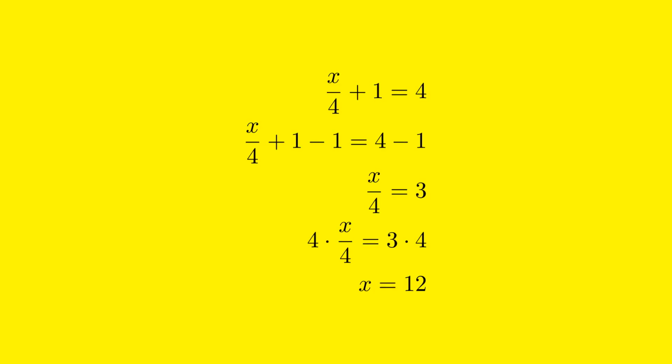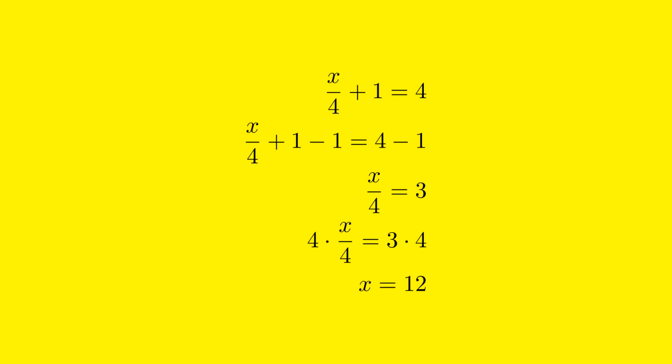Now to solve for x, we need to eliminate the division by 4 that is attached to x. In order to remove this division, we do the opposite operation. The opposite of dividing by 4 is multiplying by 4. Therefore, we multiply both sides of the equation by 4 to keep the equation balanced. So we take x divided by 4 equals 3 and multiply both sides by 4.